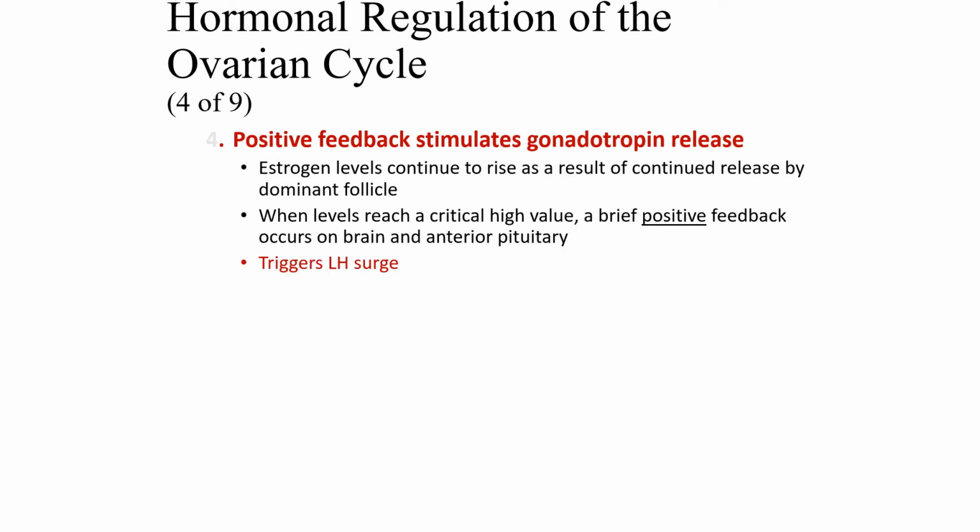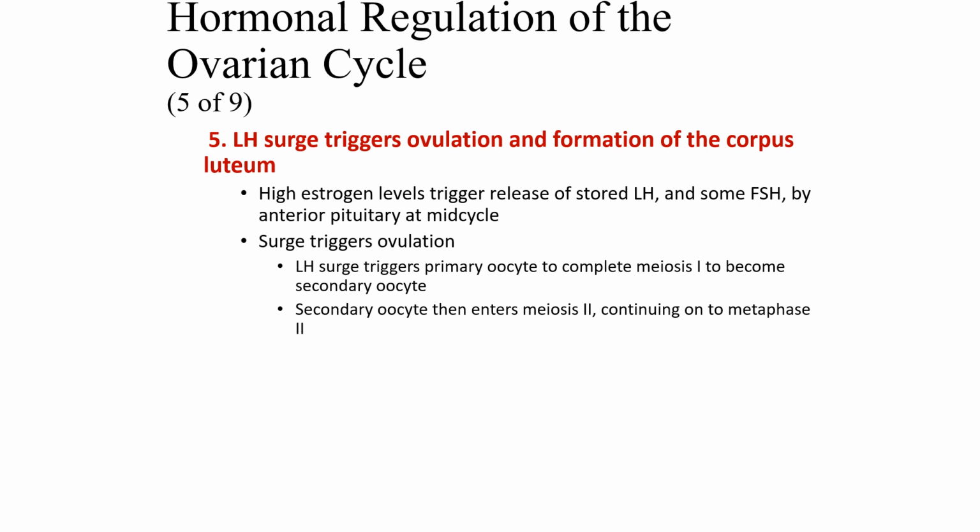We have positive feedback that stimulates gonadotropin release. So estrogen levels rise as a result of continued release by the dominant follicle. And when those levels reach a certain concentration, there's a positive feedback, and that triggers the anterior pituitary, and that's going to trigger the LH surge. The LH surge triggers ovulation and formation of the corpus luteum. What does the corpus luteum do? It is going to cause production of progesterone.